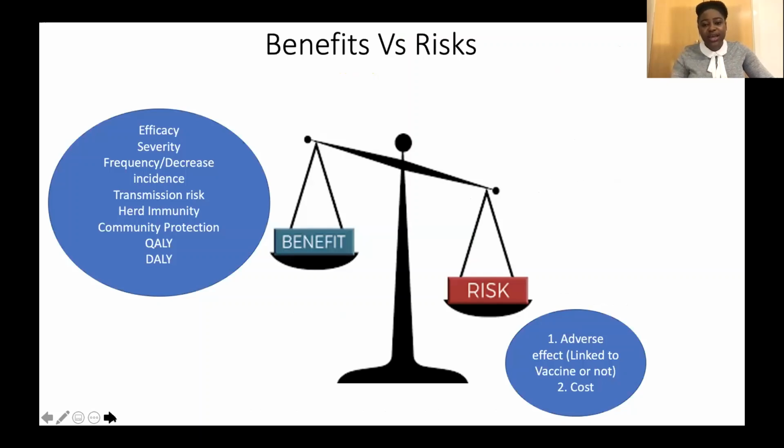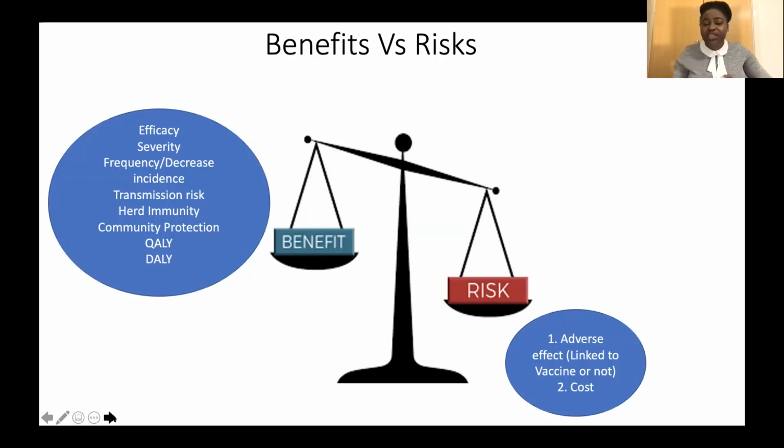If we weigh our options, we will see that the risk of taking a vaccine actually is very low compared to the benefits. And on my scale here, let's start with the risk. I have only two things. I have one, the adverse effects of the vaccine, which can be linked or not to the vaccine. Because it can be that you have taken a vaccine, but you got a reaction which is not linked to the vaccine. It could just be a mere coincidence that you have eaten something or you have gone somewhere and mixed with something and then you had a reaction.